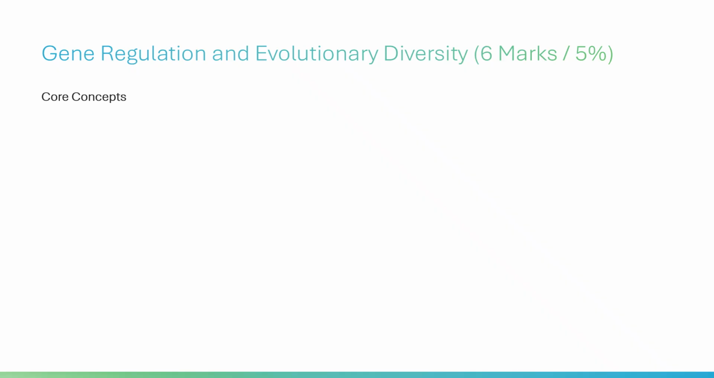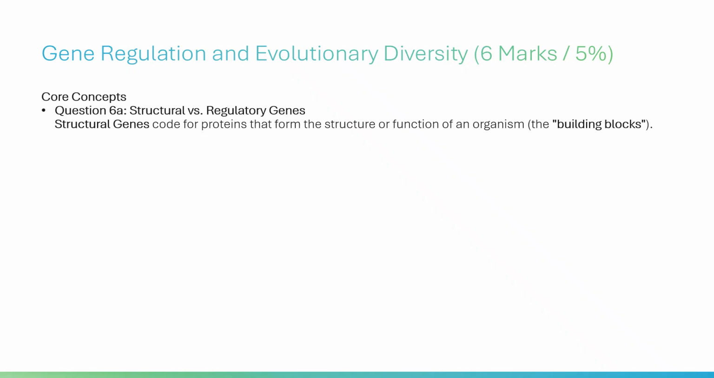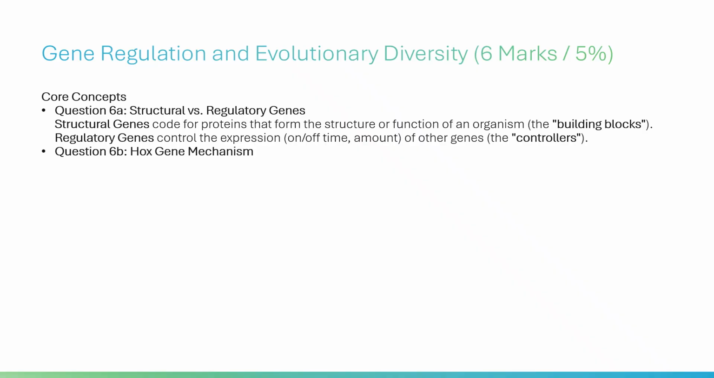Core Concepts. Question 6a. Structural versus regulatory genes. Structural genes code for proteins that form the structure or function of an organism, the building blocks. Regulatory genes control the expression, on or off time, amount, of other genes, the controllers.